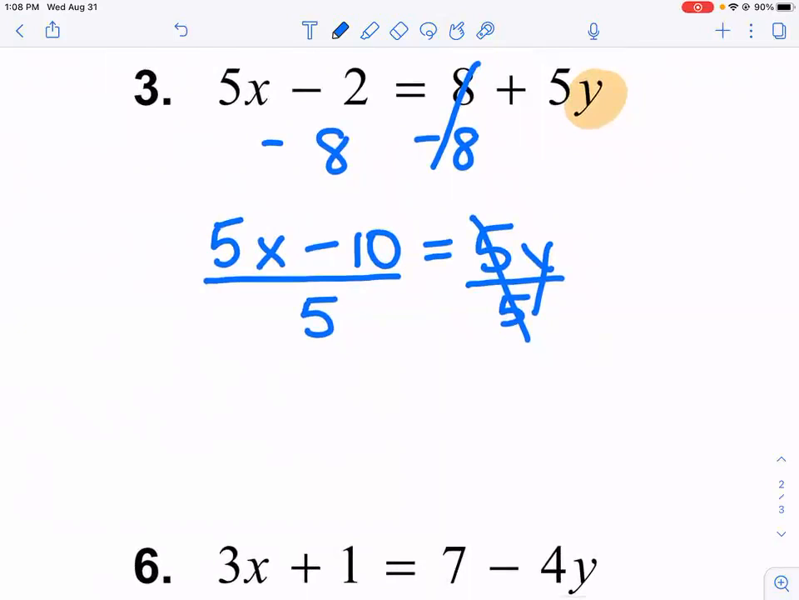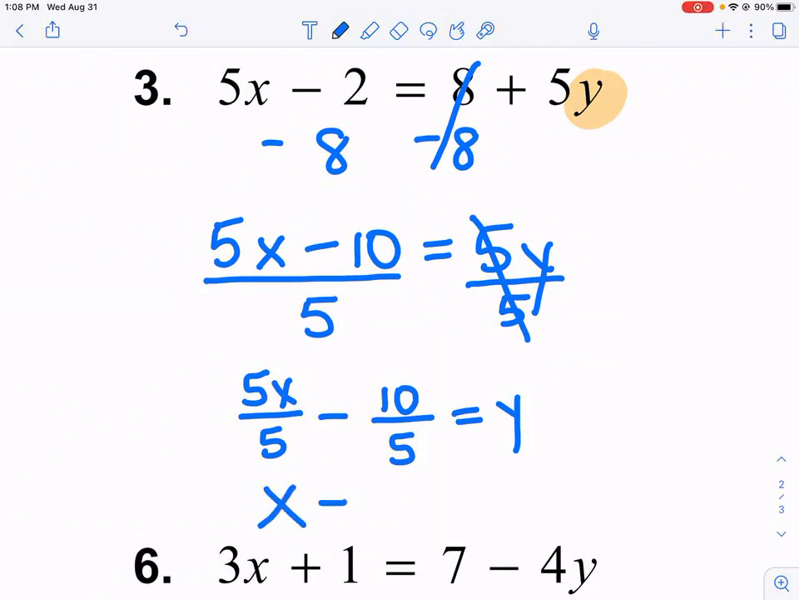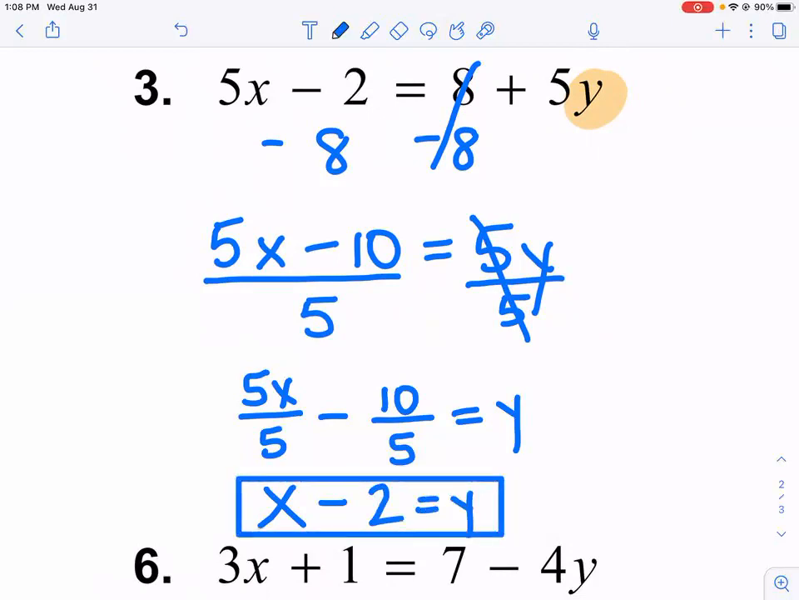Okay, now let's think about what's happening here. What does this mean? This means that 5x is being divided by 5 and my 10 is being divided by 5. Right, Preston? Yeah. Okay, well, what is 5x divided by 5? Minus 2 equals 1. Simplify. We did simplify it.